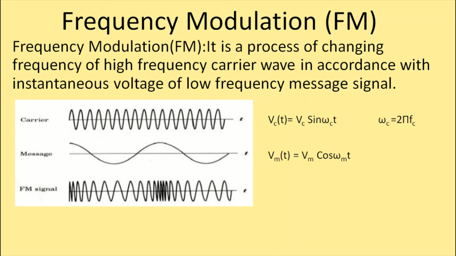The message signal is represented as Vm of t, m being the subscript indicating that it is a message signal. So Vm of t is equal to Vm cos omega mt, where again Vm is the amplitude of the message signal and omega m is the angular frequency of the message signal, given as omega m is equal to 2 pi fm, where fm is nothing but the modulating or the message signal frequency.